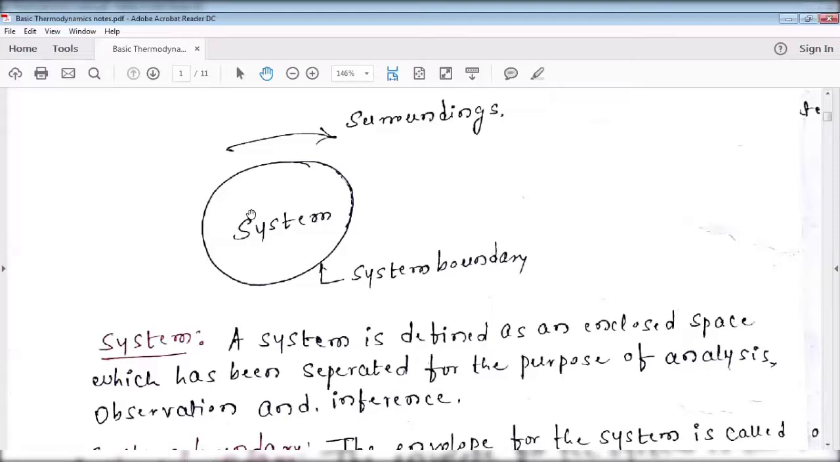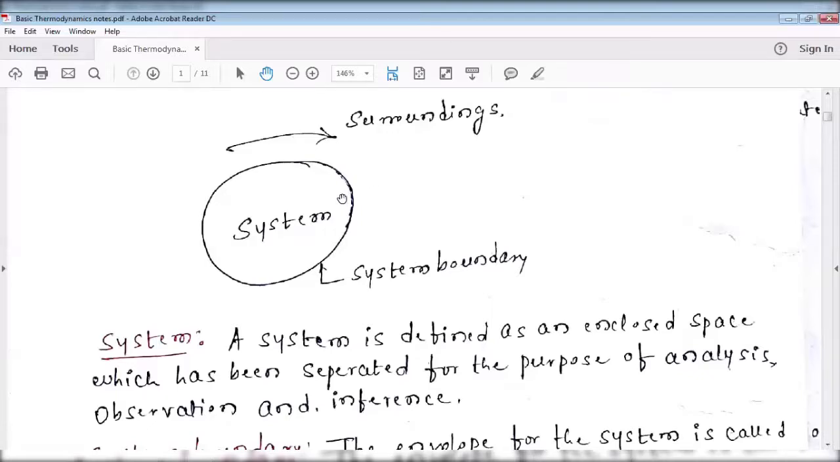After completing the writing, you place that letter in the cover, right? That cover is called a system boundary. And whatever space is outside that cover, outside the envelope, that is called the surroundings. I hope it's clear to you.